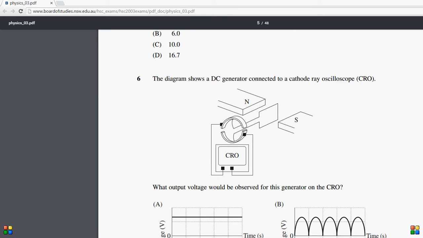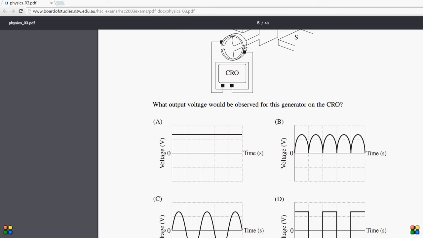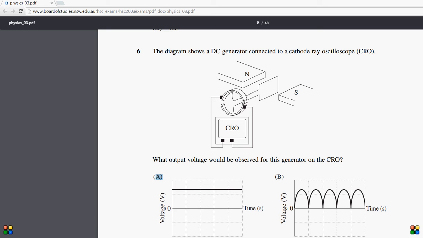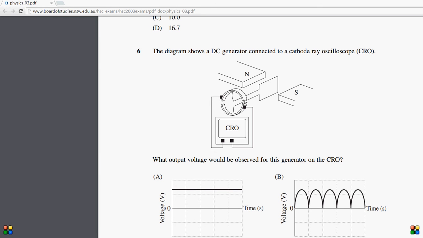The diagram shows a DC generator connected to a cathode ray oscilloscope. So DC means direct current, it's always acting in one direction. So by default, C and D can't be correct because the direction is switching from positive to negative. And for A, it shows constant voltage, but that's not what's happening here. We only see two sets of bar magnets. So the voltage would change over time as the generator revolves. So the answer would be B.